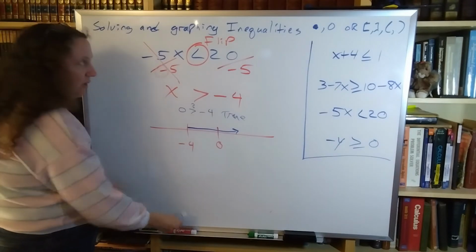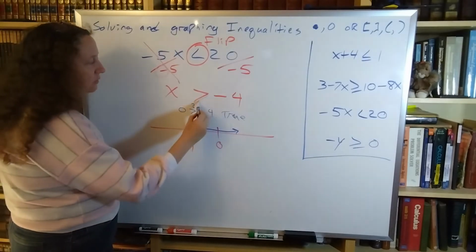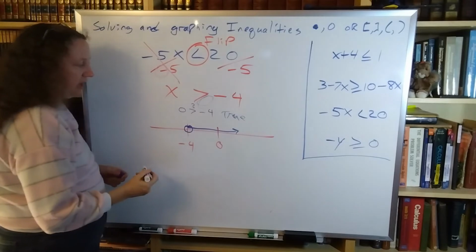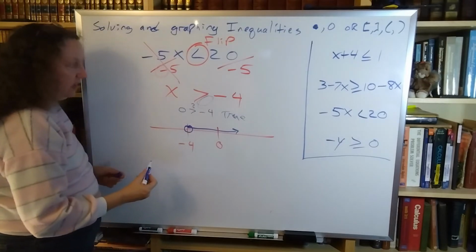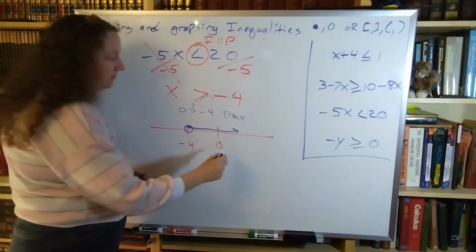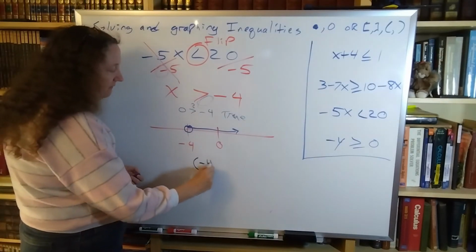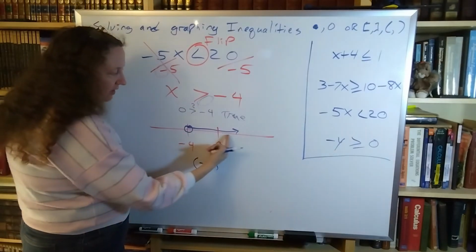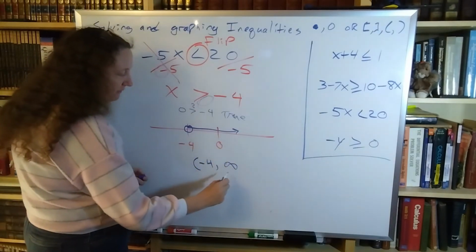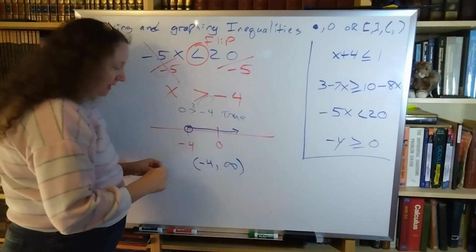I need to figure out, do I want the open or closed dot? Well, for that, do I have an equal to sign on there? No. And it's the open dot. I need to write it in interval notation. So it's going to be the round parentheses, -4, comma, and last time I see it, it is an arrow, so that's telling me that it's going to infinity. It's a one-sided inequality. Infinity always gets the round parentheses.